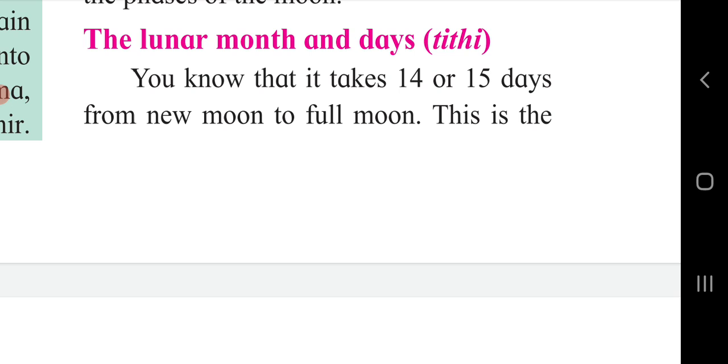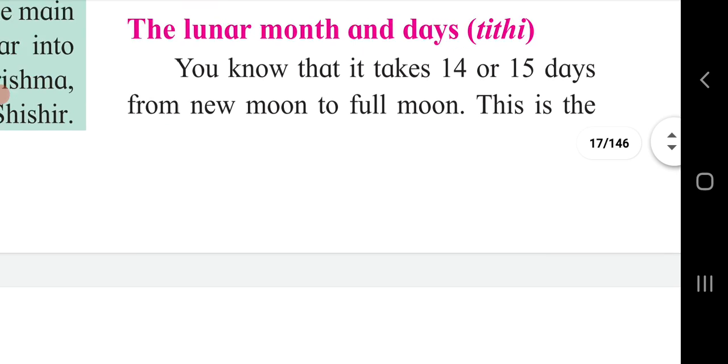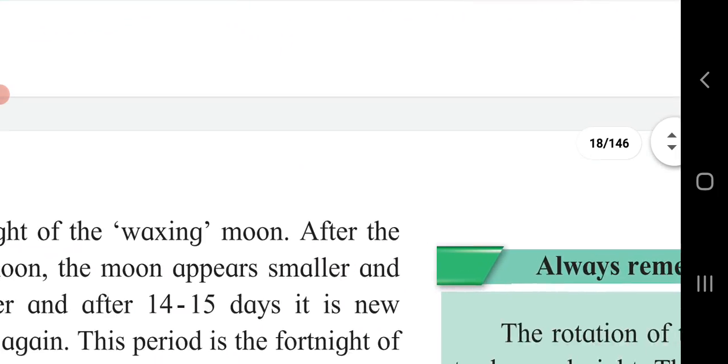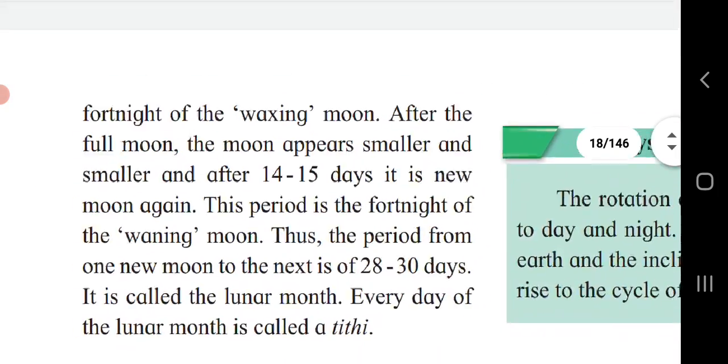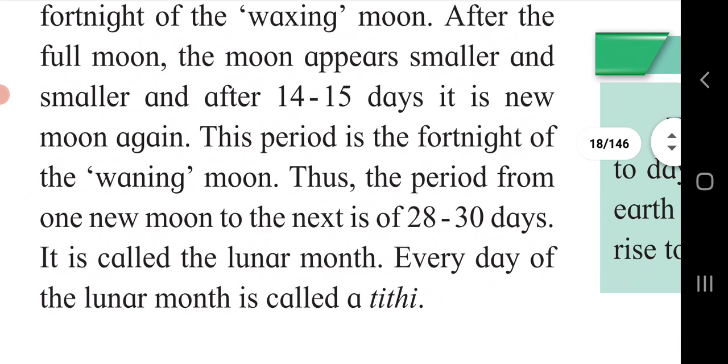The lunar month and days, Tithi. You know that it takes 14 or 15 days from the new moon to full moon. This is the fortnight of the waxing moon. After the full moon, the moon appears smaller and smaller, and after 14 to 15 days, it is new moon again. This period is the fortnight of the waning moon.